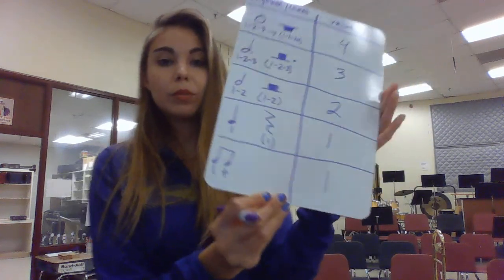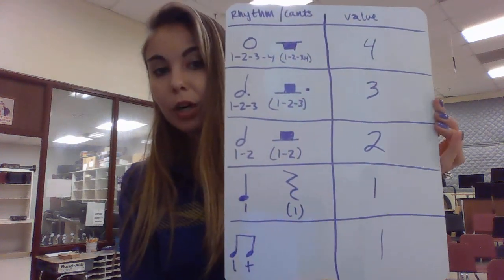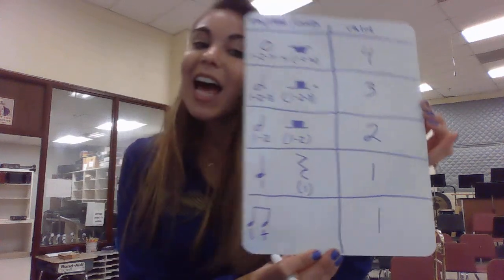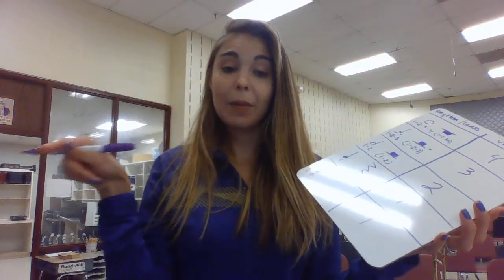So this is your rhythm chart. When you're finished drawing out your rhythm chart, take a picture of it, kind of like this, and then put it in the assignment and click submit. And I'll give you full credit for writing your whole rhythm chart. Keep that rhythm chart so you can reference back to it whenever you need it.